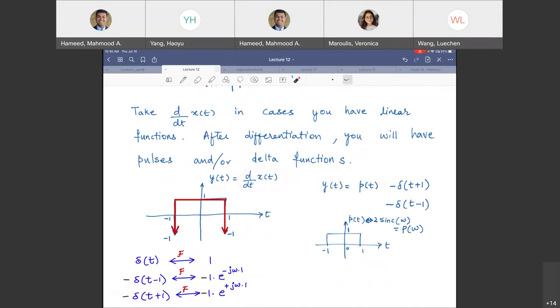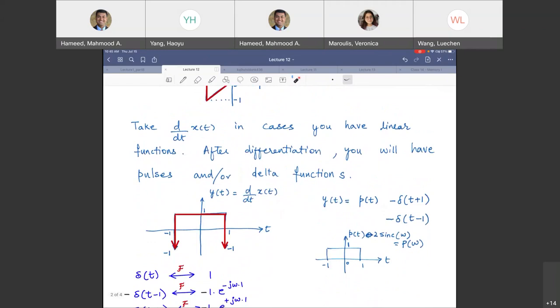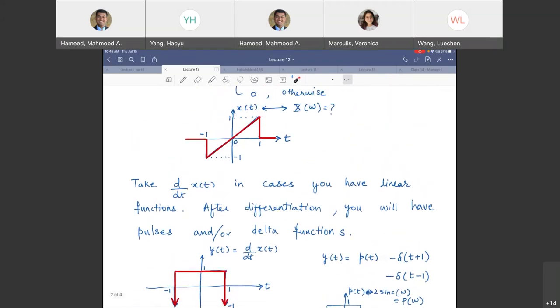Once I sketch it, by the way, this is increasing, and the slope is what? 1, right? In 1 second, it has gone up 1. The slope is 1, which gives you the height here as 1. And the weights of the impulses are what? Negative 1 and negative 1. Why is that? Going down by 1. Negative 1.